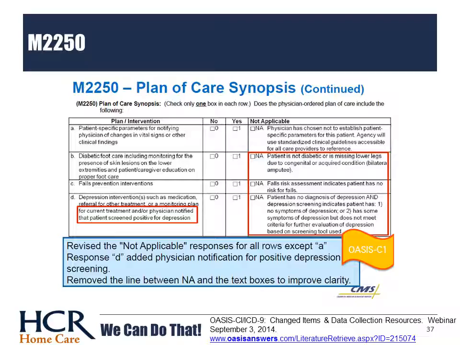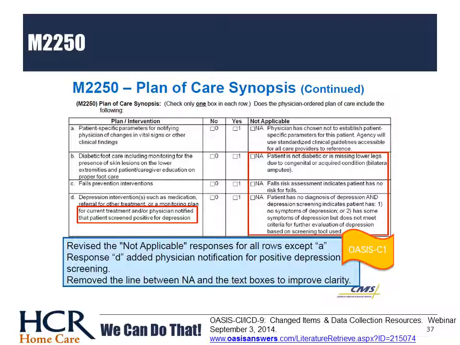The depression item has had changes to the stem as well, which is fairly significant here. So the question will now read, does the physician-ordered plan of care include the following: depression interventions such as medication, referral for other treatment, or a monitoring plan for current treatment, and/or physician notified patient screened positive for depression. Okay, so now it's added that component of was the physician notified that the patient screened positive for depression.